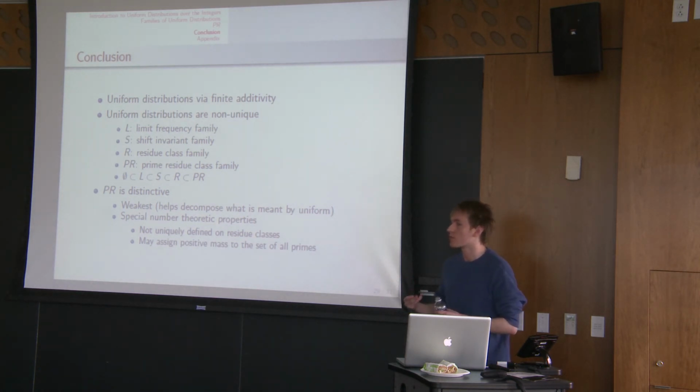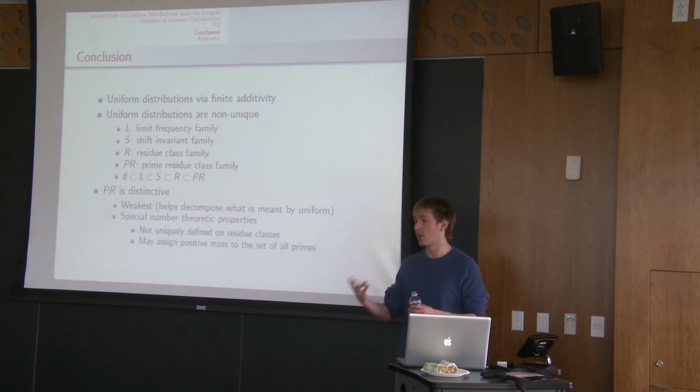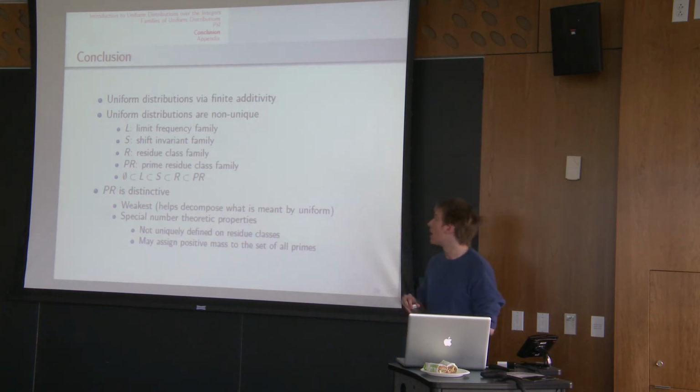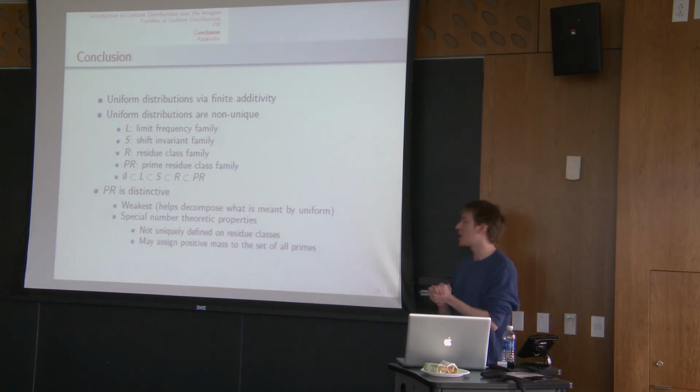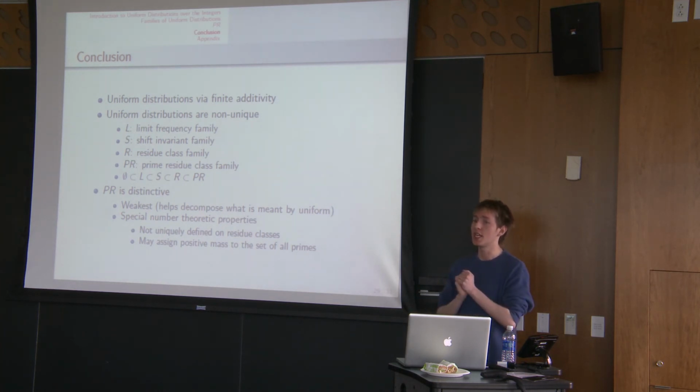There existed families, in fact infinite families. I considered three from the literature: the limit frequency family, the shift invariant family, and the residue class family. And then I introduced this prime residue class family, and they have this nesting property: the limit frequency family corresponds to the strongest notion of uniformity, followed by shift invariance, residue class, and prime residue class. The prime residue class family is distinctive and has the weakest notion of uniformity, and that could have applications to decomposing what we mean by uniformity.